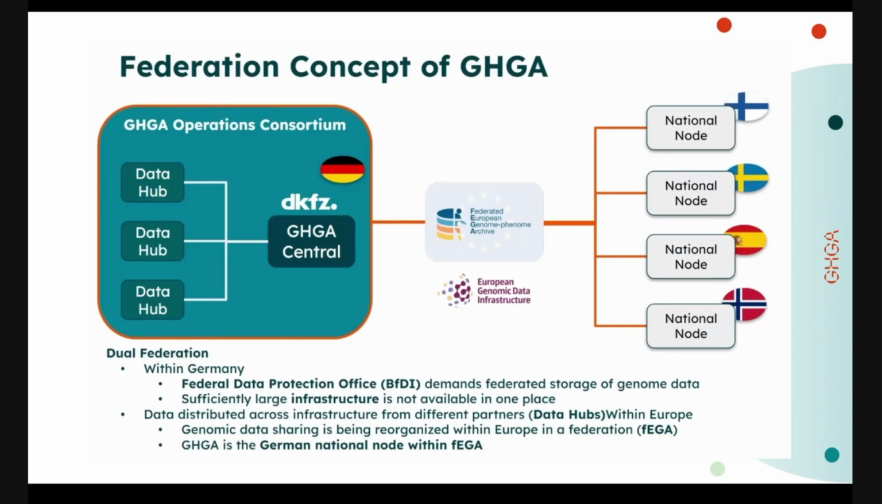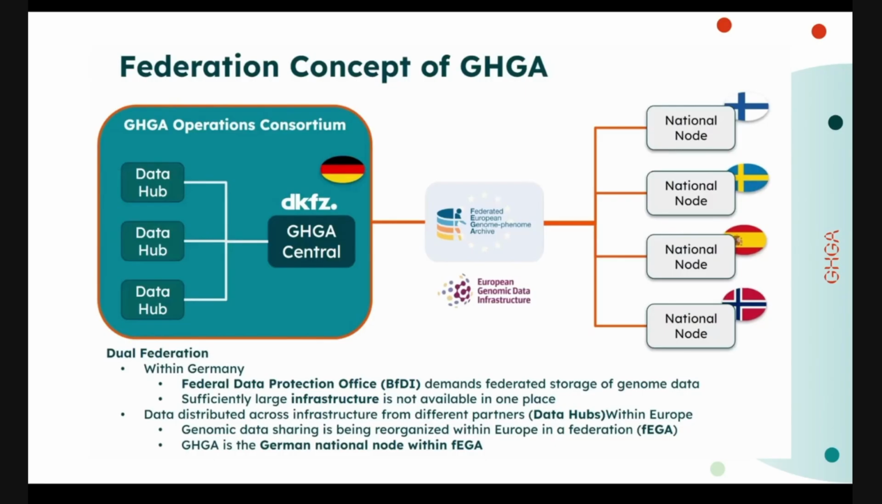How this project works is, as I mentioned to you in the beginning, we have about 7 data hubs, which are connected to the genome centers who generate sequences, and they're analyzed in these data hubs. All these 7 data hubs are connected to the central data hub, which is the GHGA Central based in Heidelberg, which is also where EMBL is placed, where I am based.